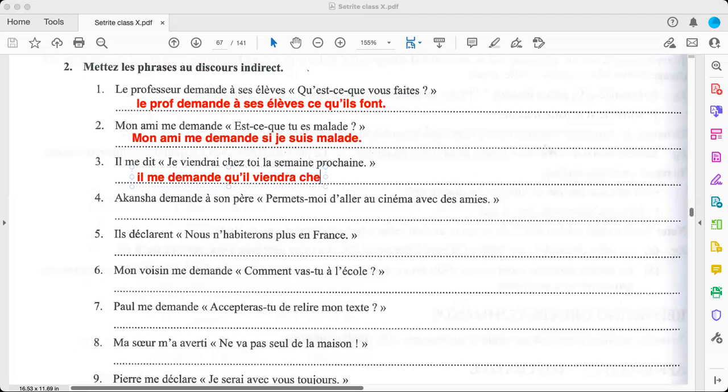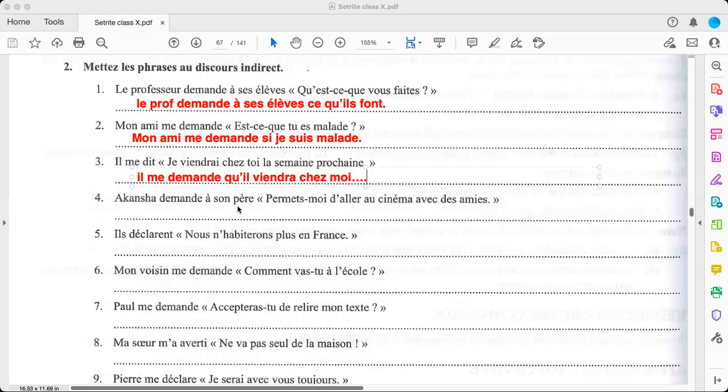Chez. Now, toi. Chez toi, chez moi. What are these? These are tonic pronouns. So, toi, you will change it to a tonic pronoun only. But this is second person, as per the object. Me. For me, toi will change to moi. The semaine prochaine would stay the same.